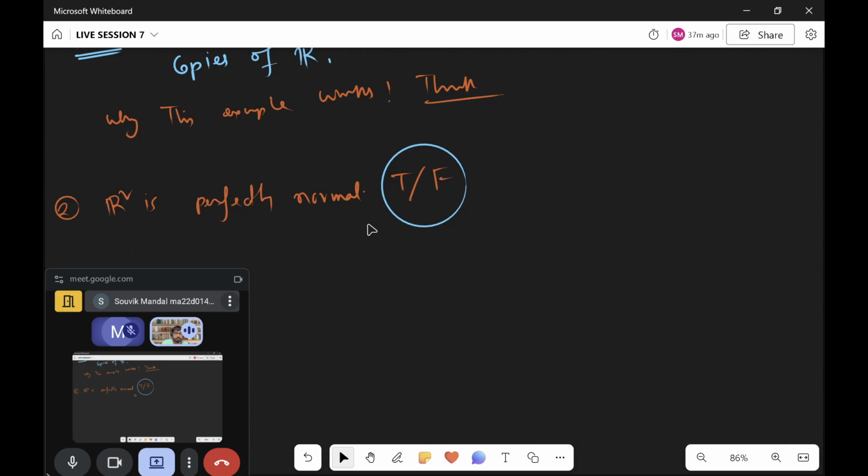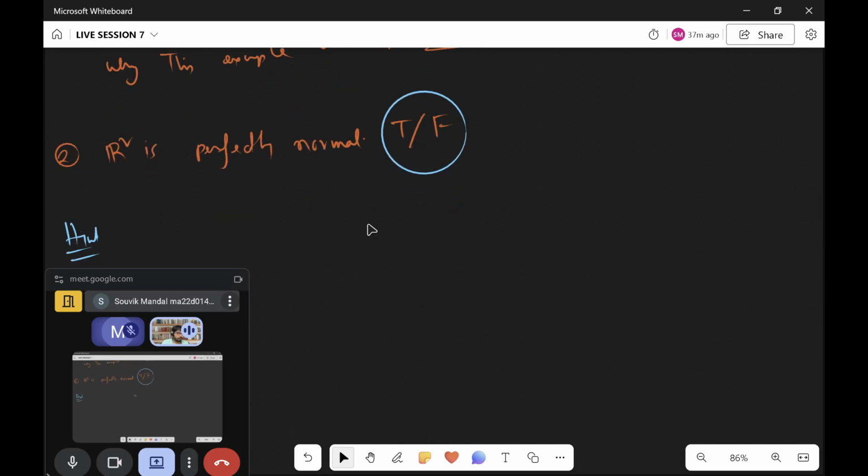What is perfectly normal? Normal means if you take any two disjoint closed sets, then you can find open sets containing those two disjoint closed sets. Now try to show that R2 is perfectly normal. Hint: R2 is a metric space. Think about it. Let me know. Take your time.